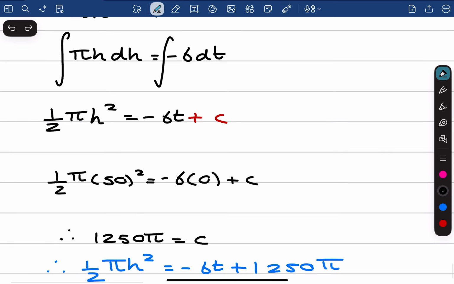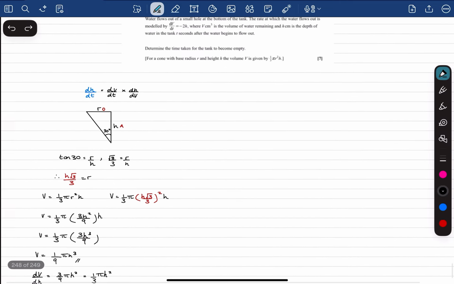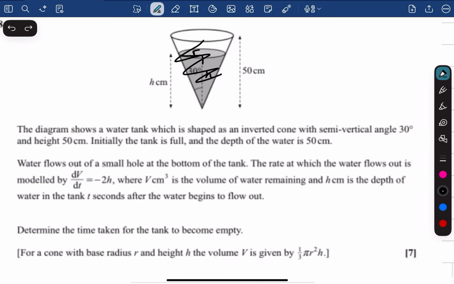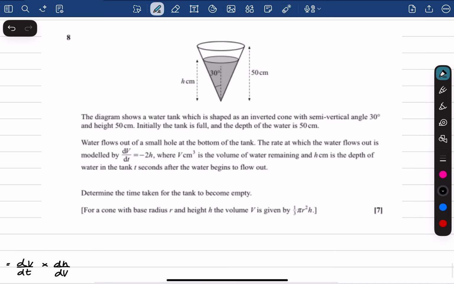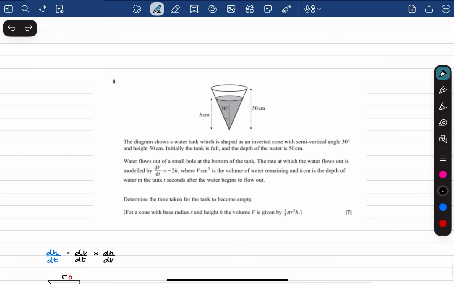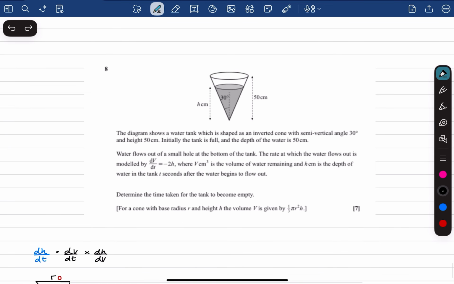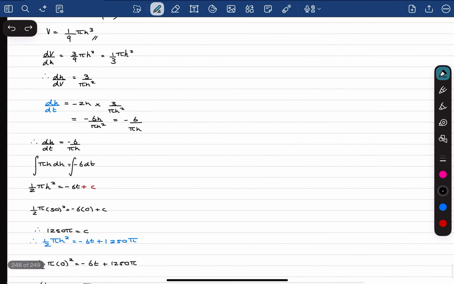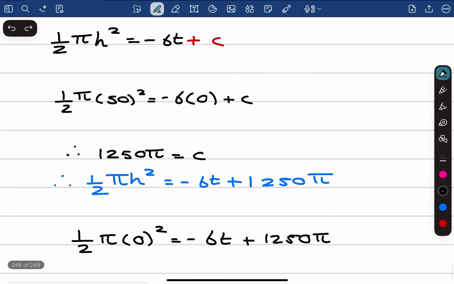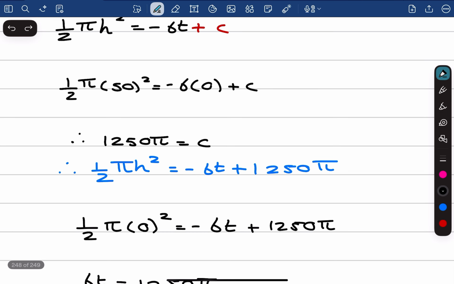So half pi and then 50 squared equals minus 6, 0 plus c. The 50 comes from the initial height, which is also stated in the question. So 50 here, and then it's also somewhere in the text as well. I can't be bothered to underline it. And that's when t is 0, of course, because that's the initial depth of the thing. So you sub those two values in, you end up with c, which is 1250 pi.